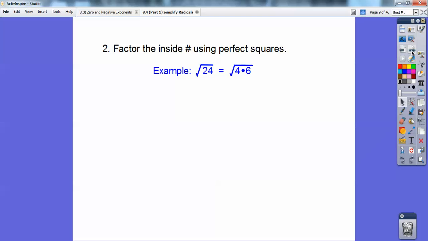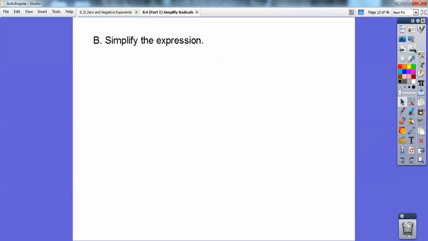So for example, the square root of 24 is also equal to 4 times 6, and 4 is a perfect square because the square root of 4 is just plain old 2, so you get 2 root 6. It's quicker that way, but you've got to know the perfect squares that go into that number. Okay, so let's go ahead and simplify the expression here.